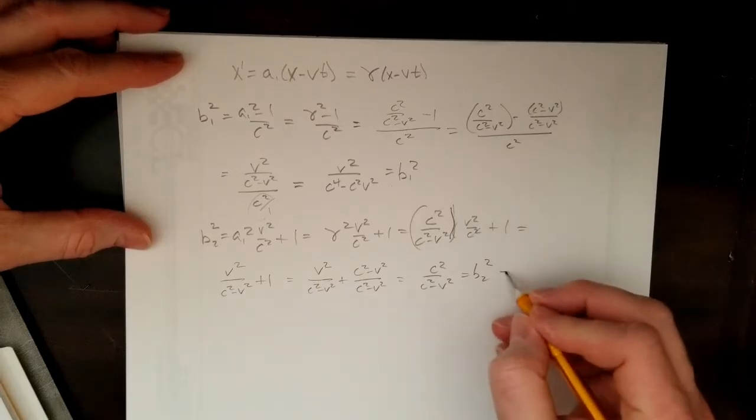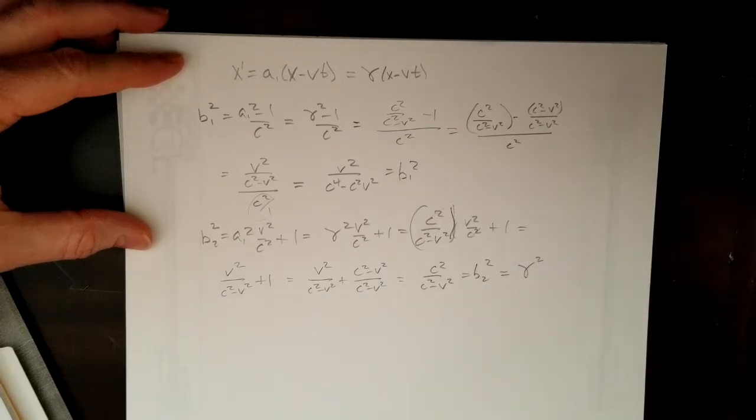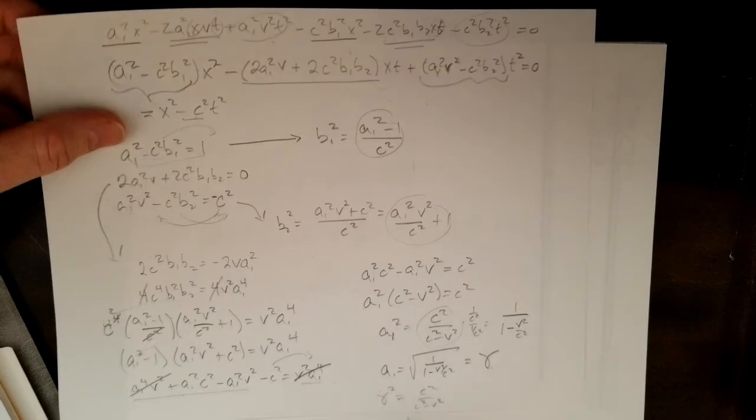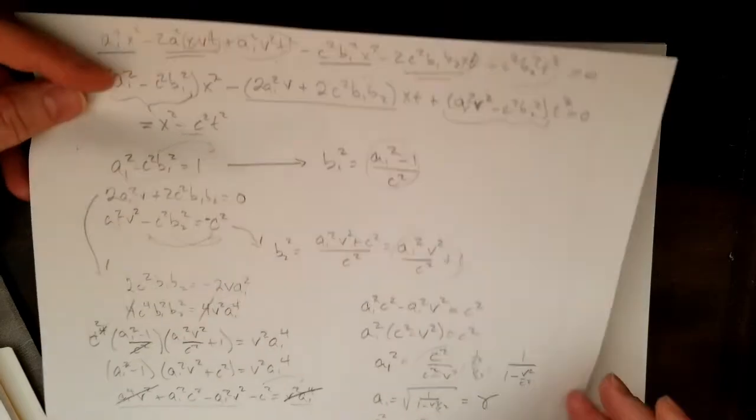So recognize that this is just gamma squared. This is what we did on the previous page. I'm going to flash that in front of you just now. We had a1 squared equal to c squared over c squared minus v squared. So that's just what we figured out, gamma squared.